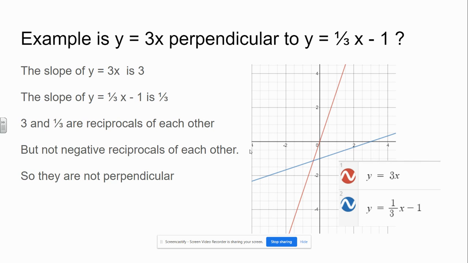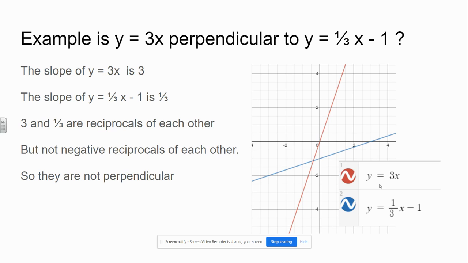Next one is y equals 3x perpendicular to y equals a third x minus 1. Okay, so if I look at the two slopes here, this one is 3 and this one is a third. Yes, 3 is the same thing as 3 over 1. So if I flip that, I would get a third. So they are reciprocals of each other, but they're not negative reciprocals because both of them are positive.